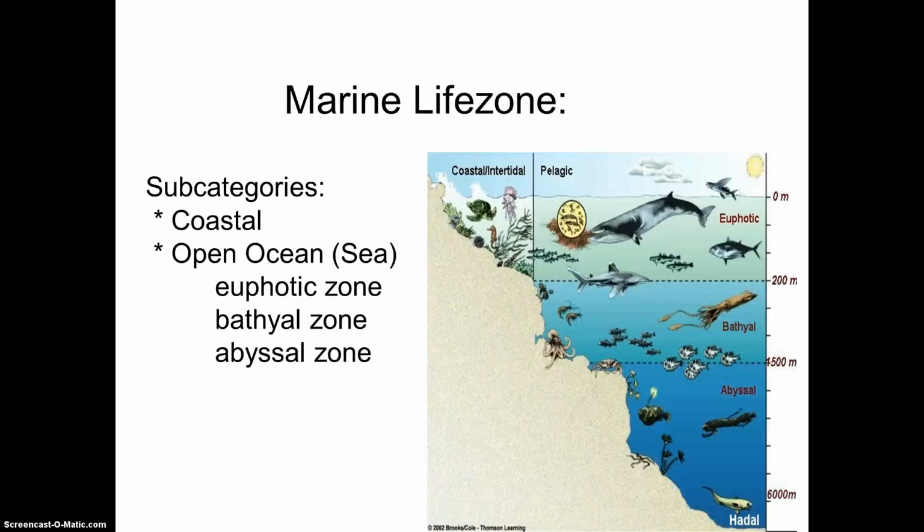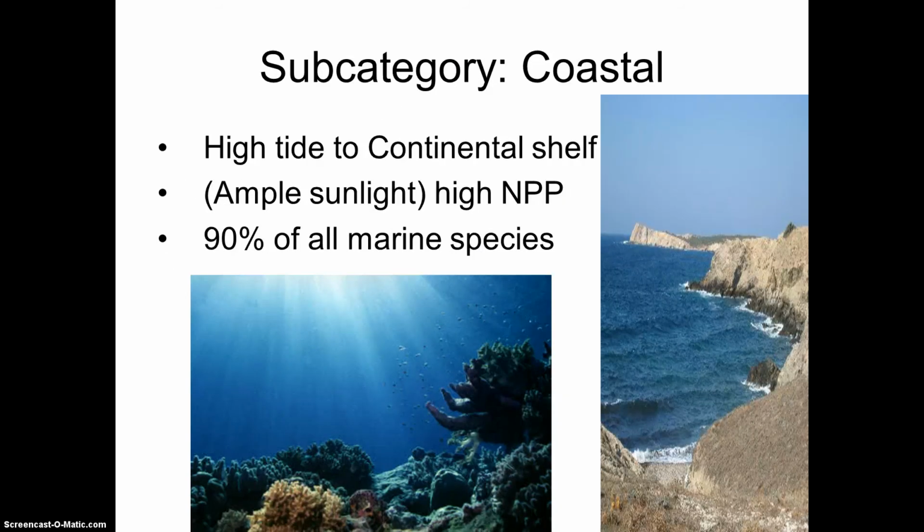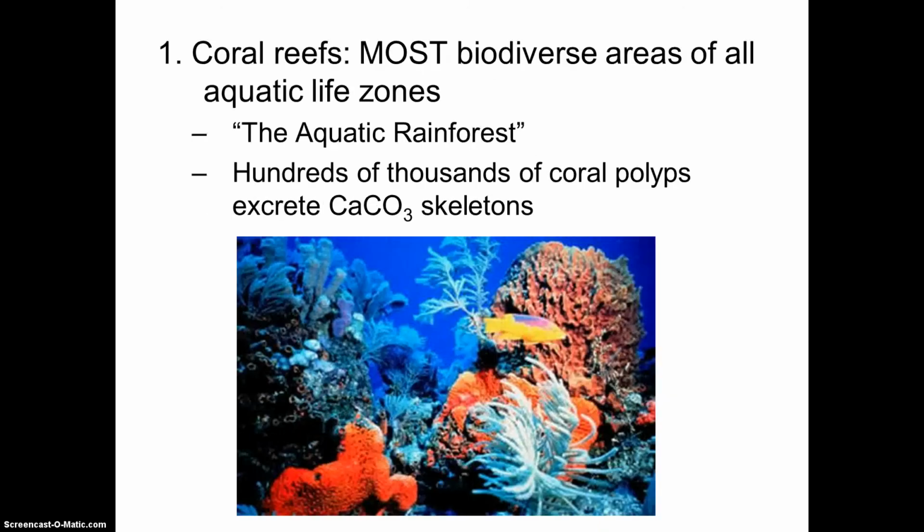When we look at different life zones, remember we don't call aquatic areas biomes, we call them life zones. There are two basic subcategories. We have the coastal areas and the open ocean, and we'll look at those different classifications. When I look at coastal, I'm talking about anything from high tide to the continental shelf. So underneath the ocean is also considered coastal. Here we have very, very high levels of sunlight, so a very high NPP, and almost all marine species live here. 90% of all marine species are going to be found in the coastal areas.